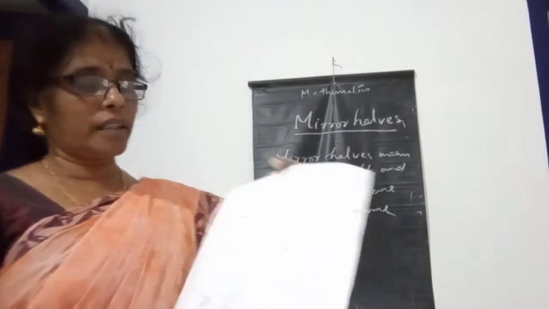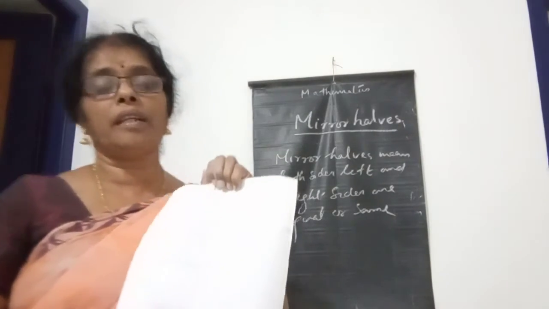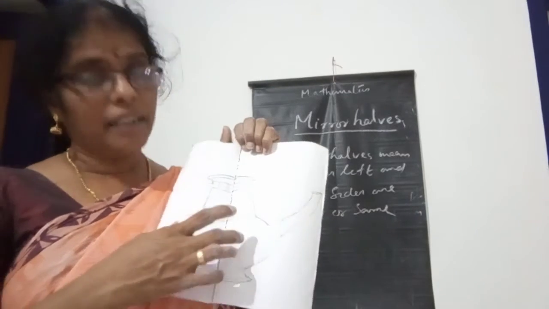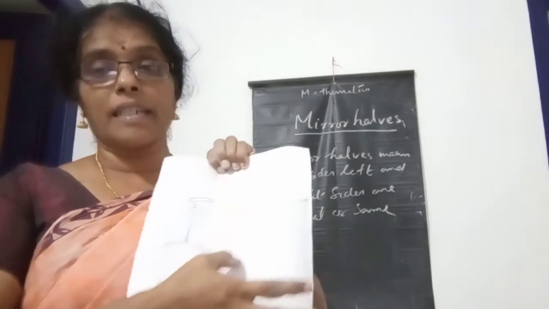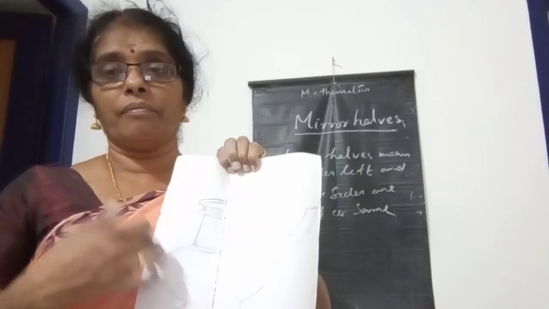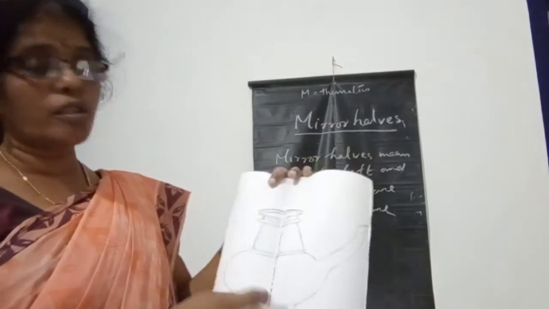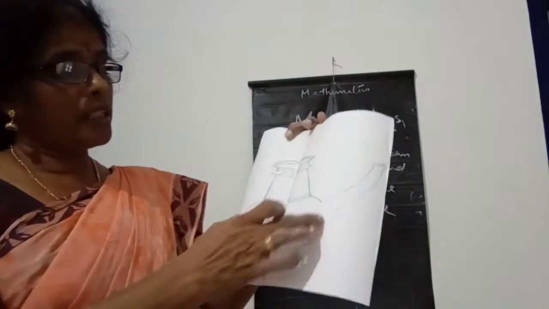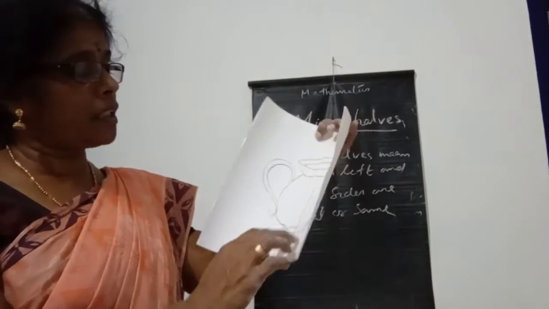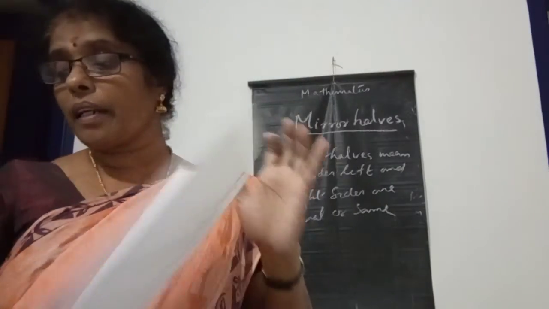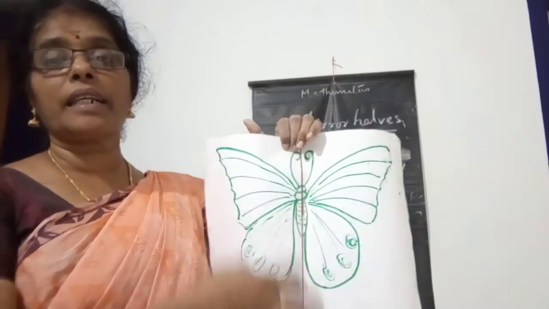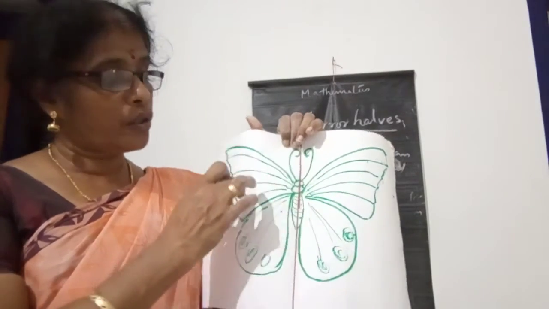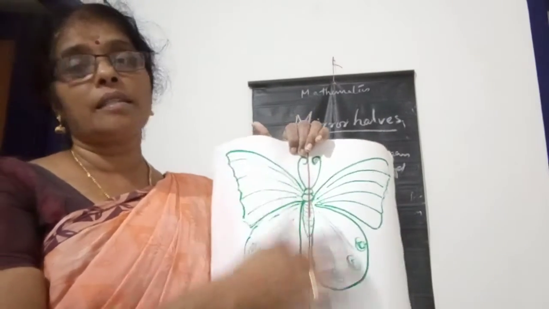And this one also is like that. If we put a dotted line, then this one is not a mirror house. Why? Because this side is like this and the other side is another. So this one also is not a mirror house. These pictures are not mirror house, but in this one both sides are equal, left side and right side are equal. So this butterfly is mirror house.